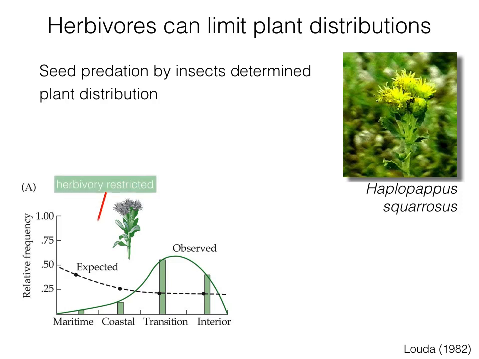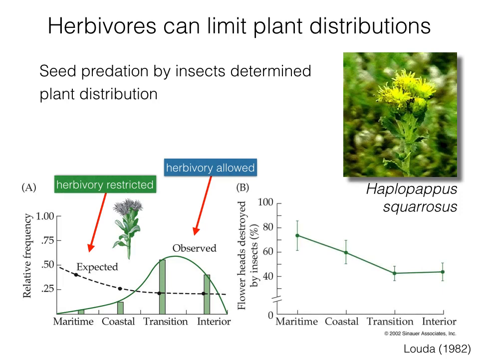Lauda also quantified the amount of herbivory across this gradient. So you can see where herbivory was restricted in the expected distribution, and then where herbivory was allowed is shown in the observed distribution. Lauda quantified the amount of herbivory by quantifying the percent of flowering heads that were destroyed by the insects.